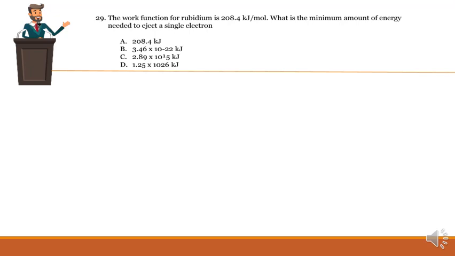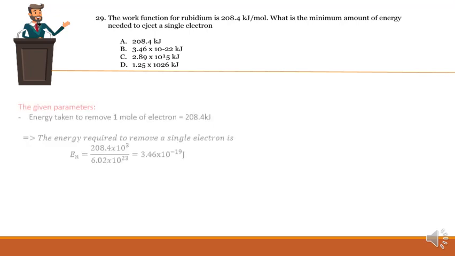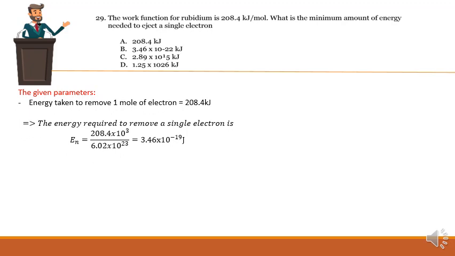Let's look at question 29 together. The work function for rubidium is 208.4 kJ per mole. What is the minimum amount of energy needed to eject a single electron? Okay. The given parameters are energy to remove 1 mole of electrons. The energy required to remove a single electron, therefore, will be equal to En.